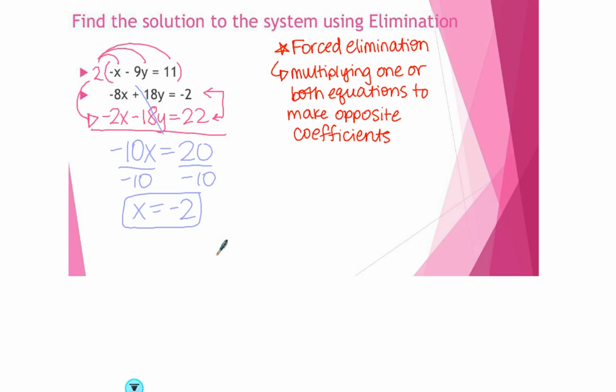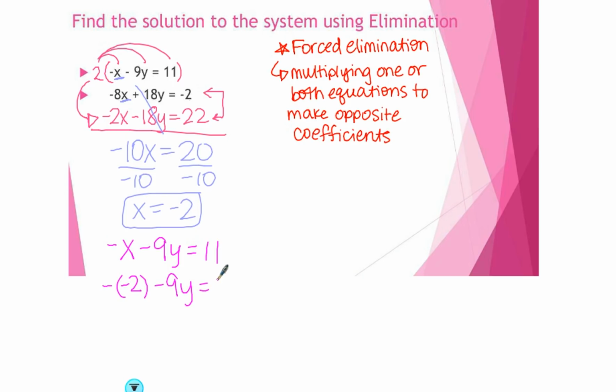Again, whenever you've found one of your variables, you need to take it and plug it back into one of your original equations. It doesn't matter which one you do. I'm going to go ahead and take a look at the first one. So our equation is negative x minus 9y equals 11. So I'm going to insert, using my parentheses, my x value. My x value is a negative 2.